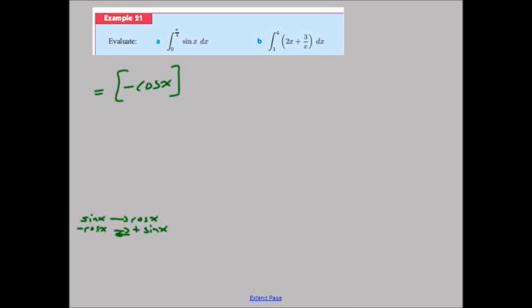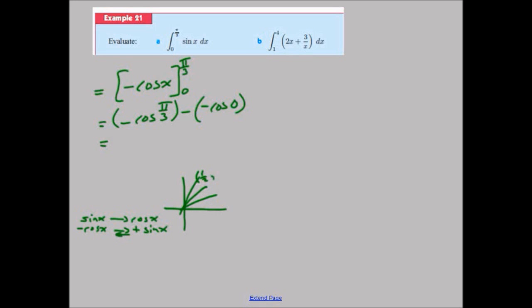We don't need the constant of integration because we're dealing with a definite integral, but it's from 0 to pi over 3. So we have to do this. Negative cos of pi over 3, subtract negative cos of 0. So pi over 3 is up here, 1, 2, 3, so 1/2, and 0 is 1. All right, so negative 1/2, subtract negative 1, which is negative 1/2 plus 1, which is 1/2. Notice we end up with a numerical answer.